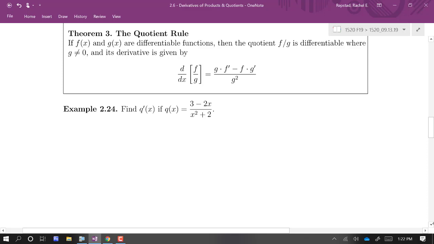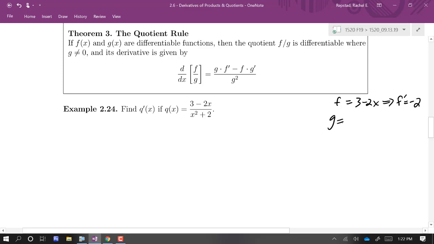Here, division, not commutative, it absolutely does matter. F has to be the one on top, G has to be the one on the bottom. So, do a little side work. 3 minus 2x for F. What is F prime? Negative 2.